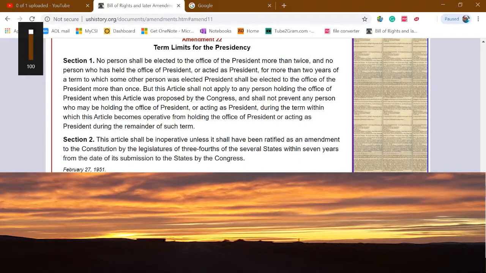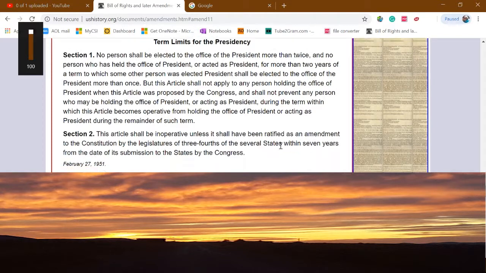Amendment 22. Term limits for the presidency. Section 1. No person shall be elected to the office of the President more than twice. And no person who has held the office of President, or acted as President, for more than 2 years of a term to which some other person was elected President shall be elected to the office of the President more than once. But this article shall not apply to any person holding the office of President when this article was proposed by the Congress, and shall not prevent any person who may be holding the office of President, or acting as President, during the term within which this article becomes operative from holding the office of President or acting as President during the remainder of such term.